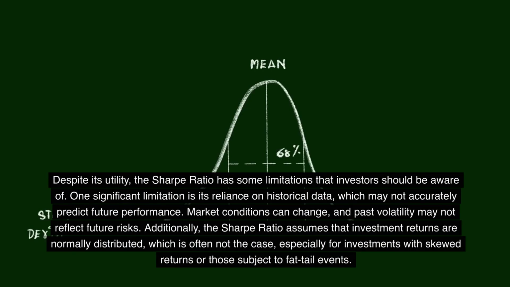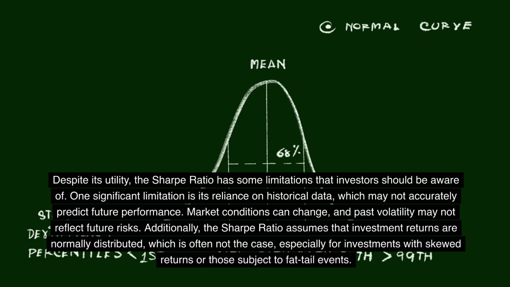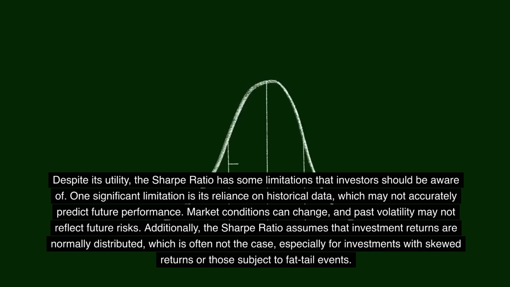One significant limitation is its reliance on historical data, which may not accurately predict future performance. Market conditions can change, and past volatility may not reflect future risks. Additionally, the Sharpe ratio assumes that investment returns are normally distributed, which is often not the case, especially for investments with skewed returns or those subject to fat tail events.